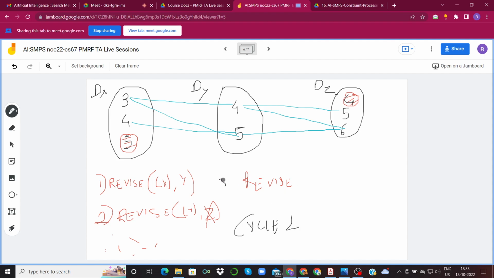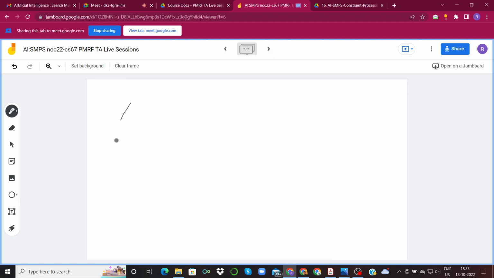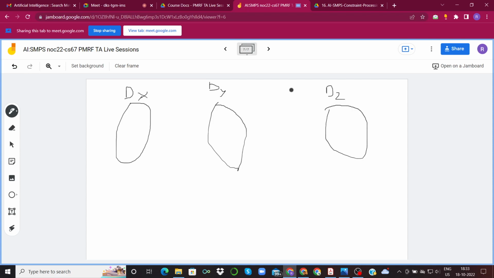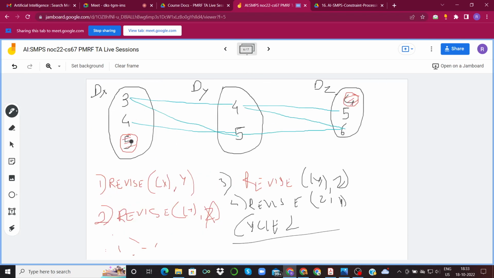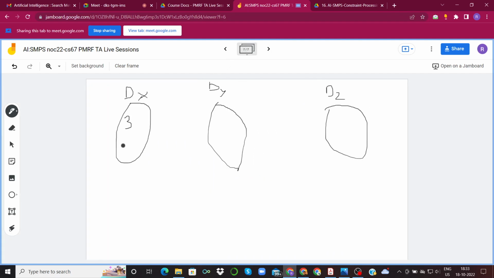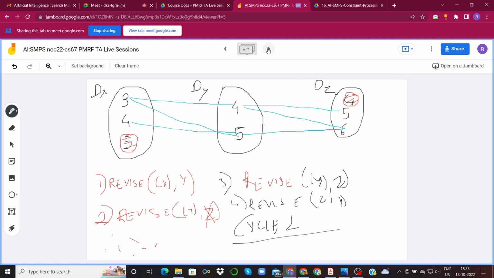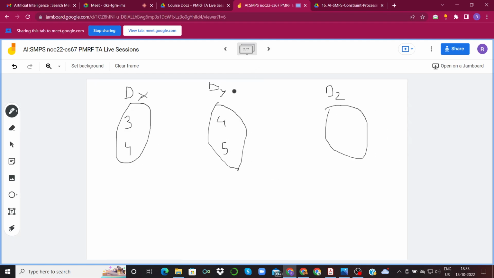Okay, so let me just write it for the sake of completeness. Now we will form our dx, dy, dz again. So dx will now contain 3 and 4 because 5 has been removed. Dy will contain 4 and 5 because nothing was removed from dy. And dz will contain 5 and 6.